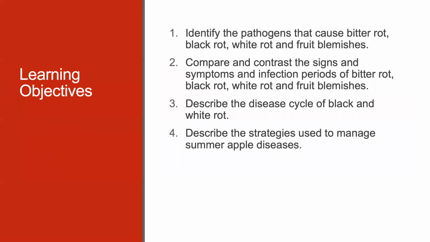For this module, there are 4 learning objectives. The first is to identify the pathogens that cause bitter rot, black rot, white rot, and fruit blemishes. The second is to compare and contrast the signs and symptoms and infection periods of bitter rot, black rot, white rot, and fruit blemishes. The third is to describe the disease cycle of black and white rot, and the last objective is to describe the strategies used to manage summer apple diseases.